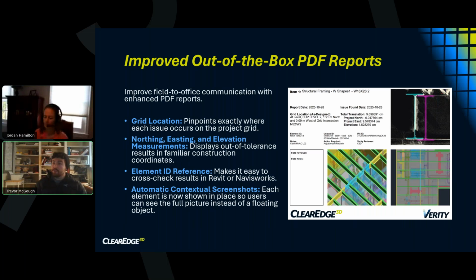Another one is the translation values, changing those so they're a little bit more in project terms. So we got the total translation, which is how far the element is moved out of spot or out of tolerance in the worst spot. And then it breaks that number down into the northing, easting, and elevation values for that transform.